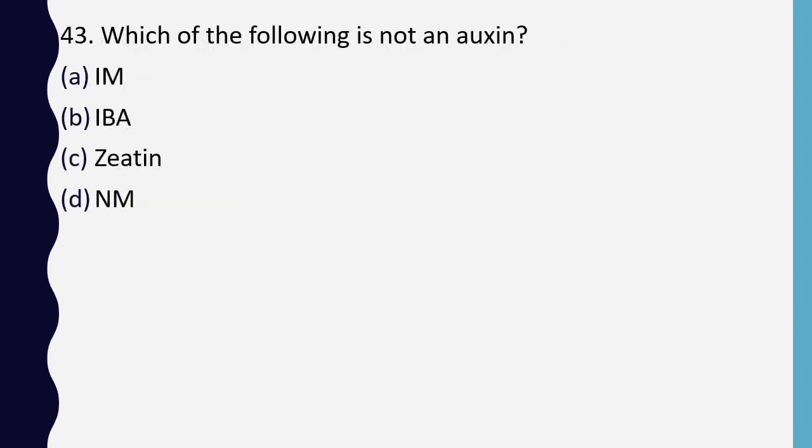Question number 43. Which of the following is not an auxin? IAA, IBA, zeatin, NAA. The correct answer is option C, zeatin is not an auxin.